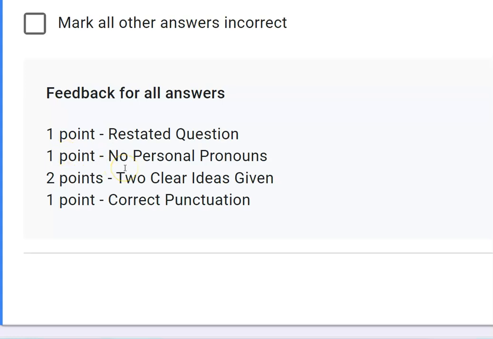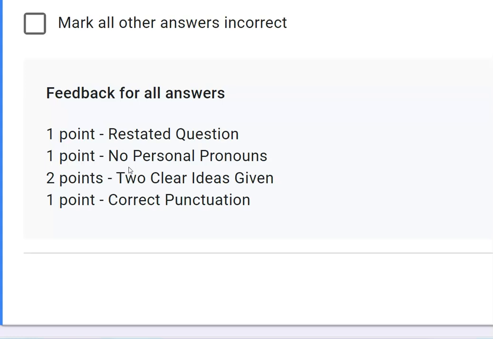Next thing I'm going to look for is to make sure that you do not use personal pronouns. Remember, personal pronouns are words like I, me, my, and so nowhere on your assignment today should I see you saying things like I think, I feel, I believe, in my opinion. If I were to see you do that, you're going to be losing some points.